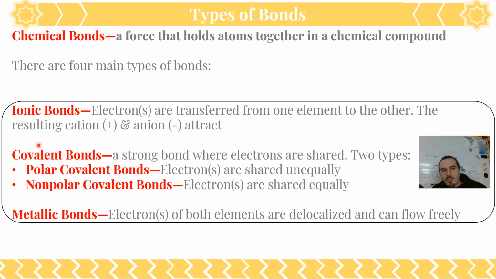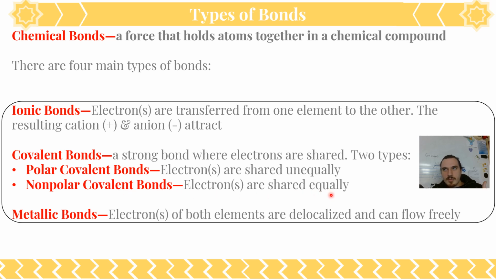The next type of bond we'll talk about is covalent bonds. Co meaning together, and valent referring to valence electrons. So covalent means putting your electrons together, which makes sense when we read the definition. It's a strong bond where electrons are shared. And we get 2 types: polar covalent bonds, where electrons are shared unequally, and non-polar covalent bonds, where electrons are shared equally.